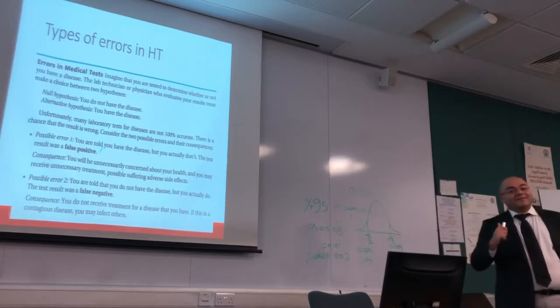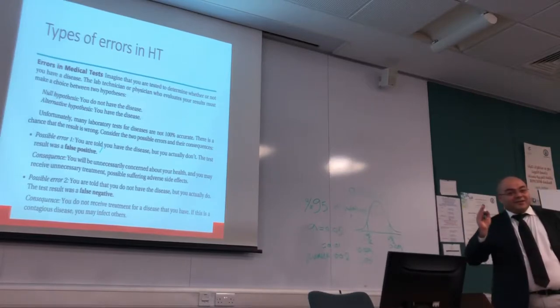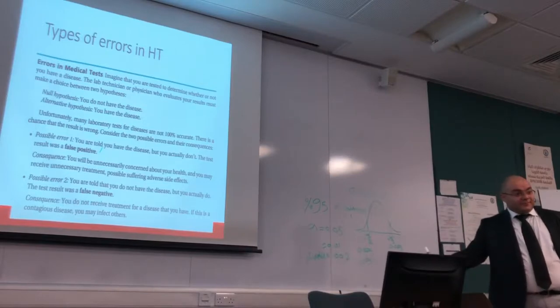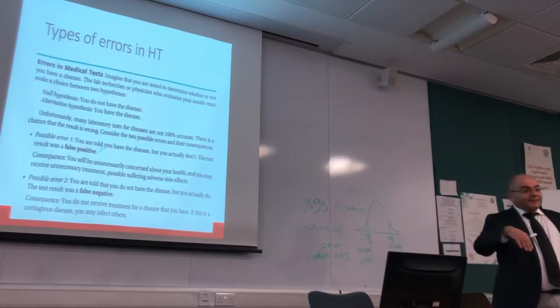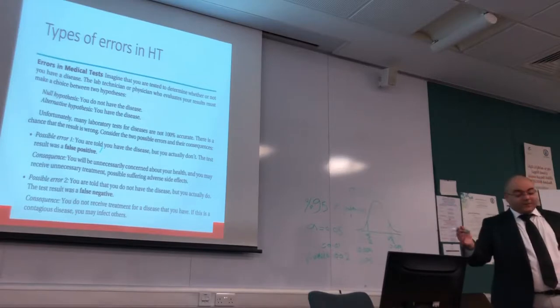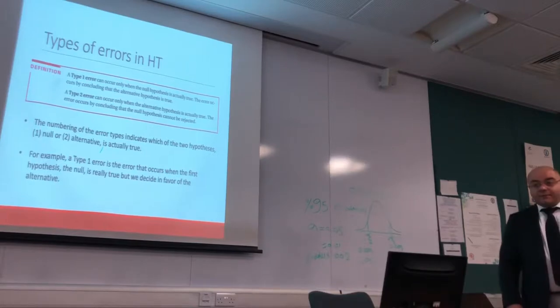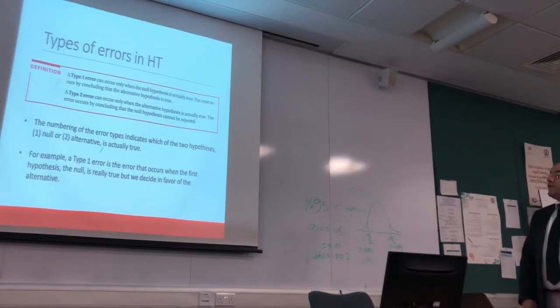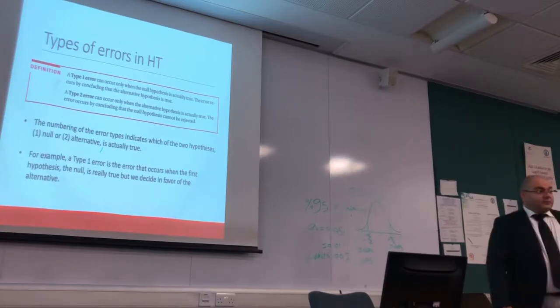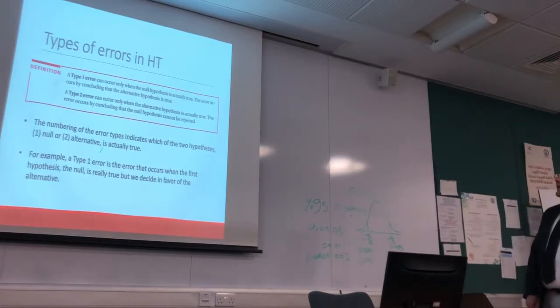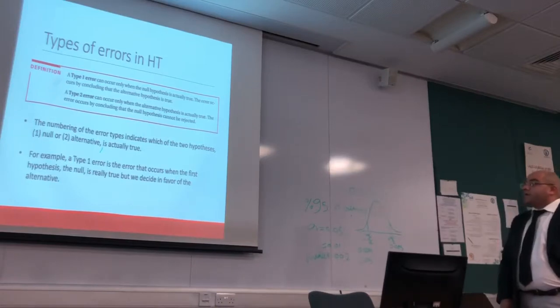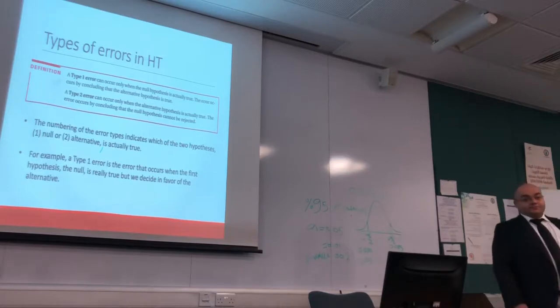These are the things we fear in hypothesis testing: that I reject the null, but it's true. I did it by mistake. I accept the alternative, but it's false. Okay. These are called types of error. Type one error can only occur when the null hypothesis, when there is no difference, is true. The error occurs when concluded that the alternative is true. Okay. Type two error can occur only when the alternative is actually true. The error occurs when concluded that the null cannot be rejected.